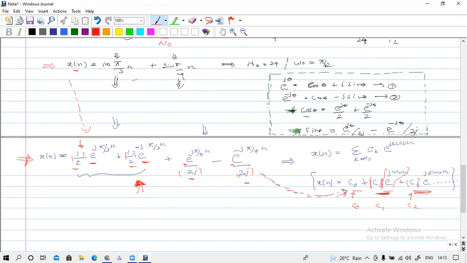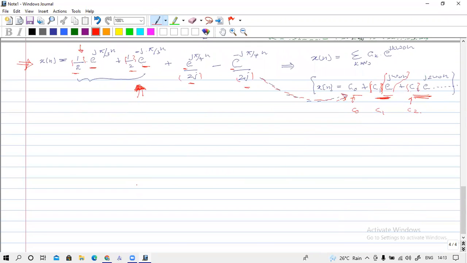So what is our main target? We have to calculate these coefficients. So here also we have to find the coefficients. You can see that here you have omega naught, and if you look at another term, it is C3 e to the power 3 omega naught n, and you have omega naught there.